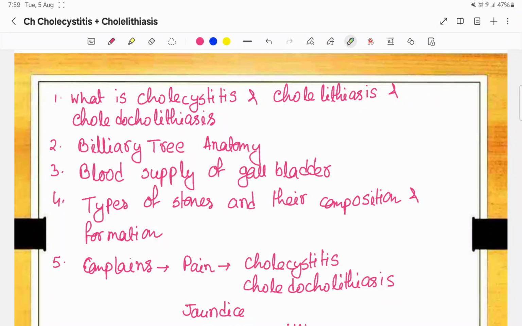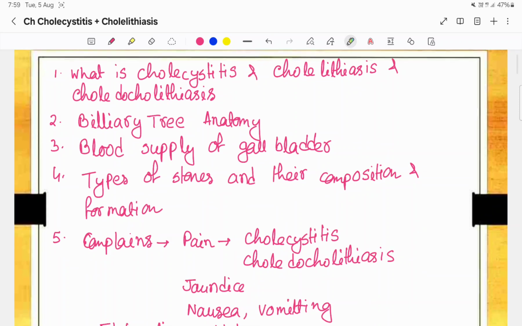Today I am going to discuss surgery clinical history taking and the important points with respect to chronic cholecystitis and cholelithiasis. Now let us give an overview of what we are going to discuss.